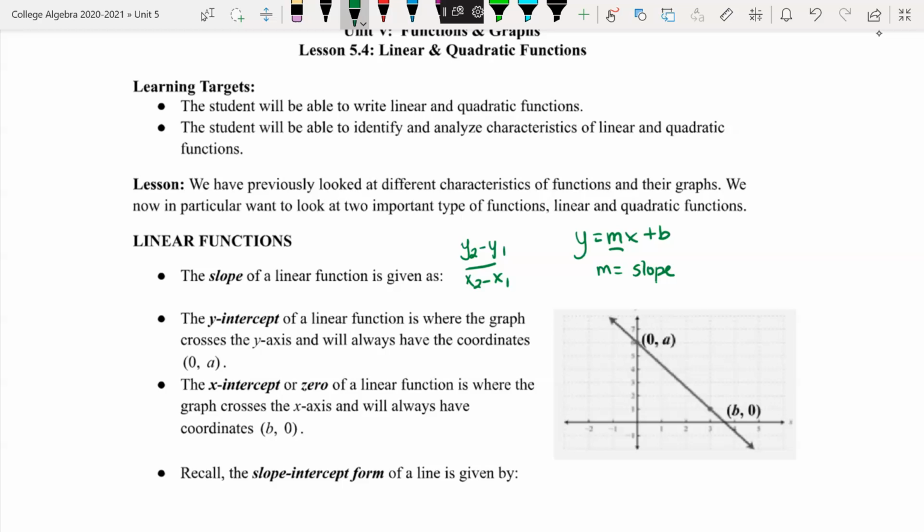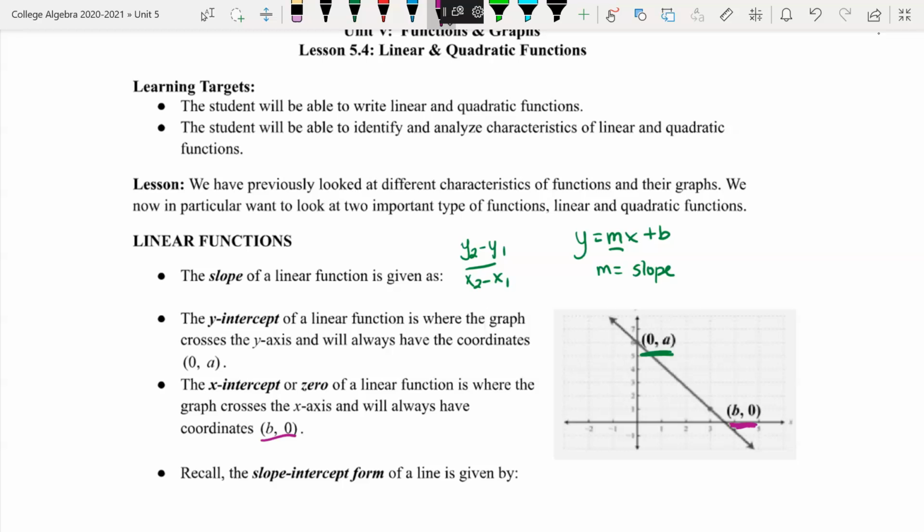The y-intercept of a linear function is where the graph crosses the y-axis, and we'll have the coordinates 0, comma a. A is going to be a number depending on where it is on the y-axis. The x-intercept or 0 of a linear function is where the graph crosses the x-axis, and we'll always have coordinates b, comma 0, with b being a number depending on where it crosses the x-axis.